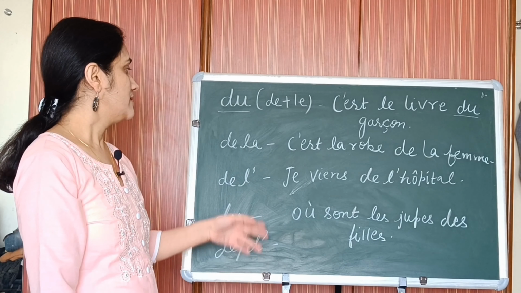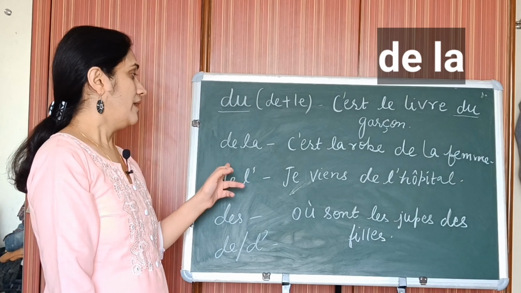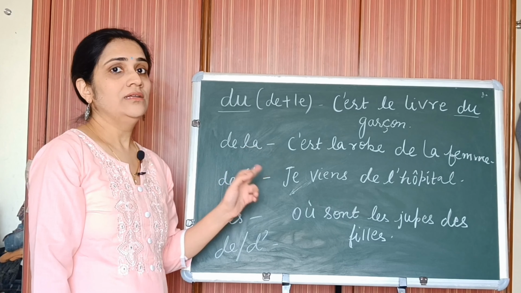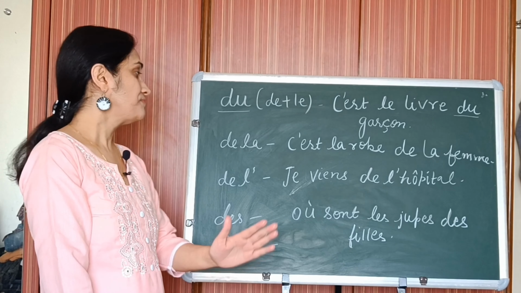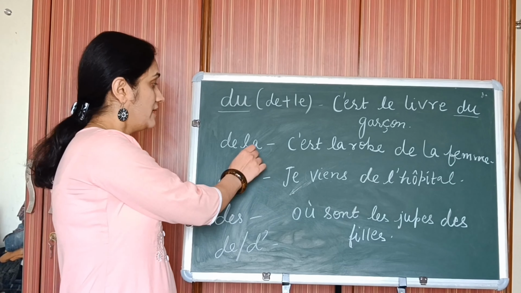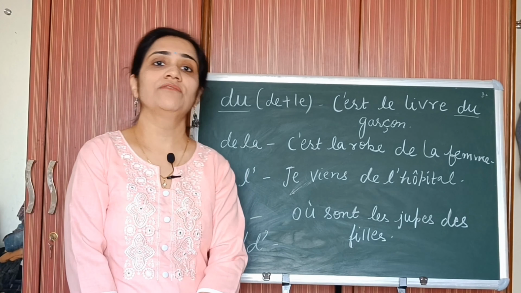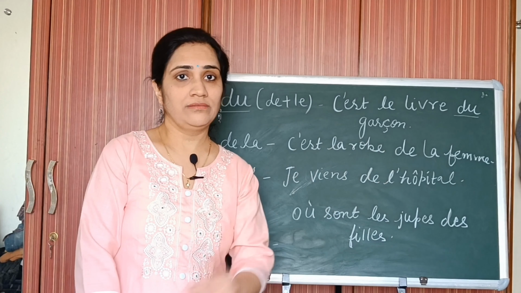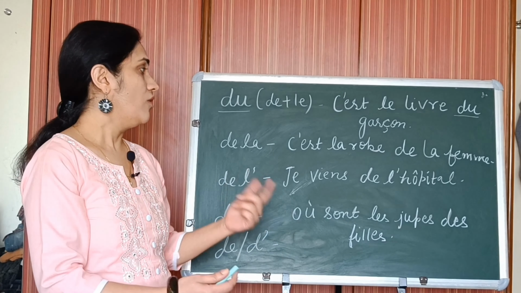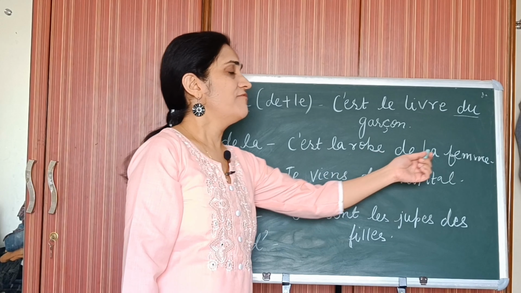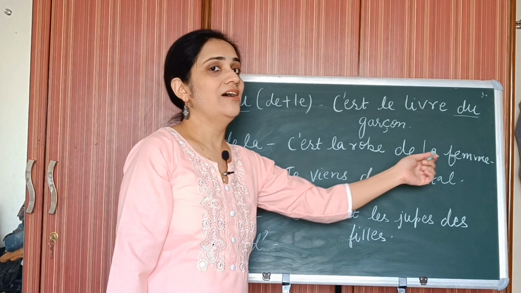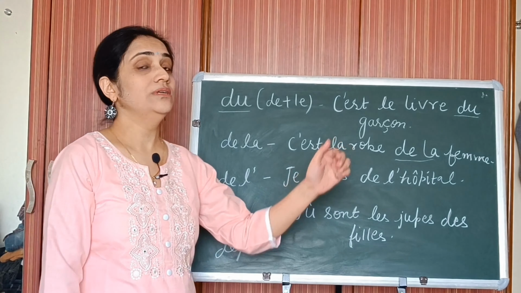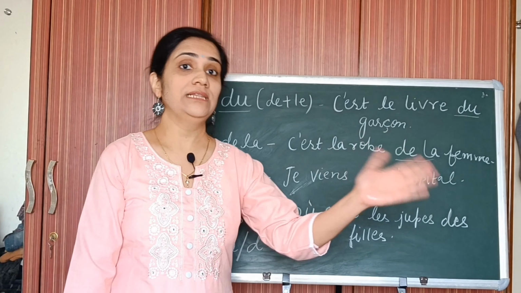Now the next category is de la, and we can't split this word as it is already in the split form. De la refers again to of the, from the, and as the article is la, we have to use this term with feminine nouns. Suppose for example, this is the dress of the lady, this is the dress of the woman. Then how do we say it? C'est la robe de la femme. We are using de la with femme, femme is a lady. C'est la robe de la femme, this is the dress of the lady.